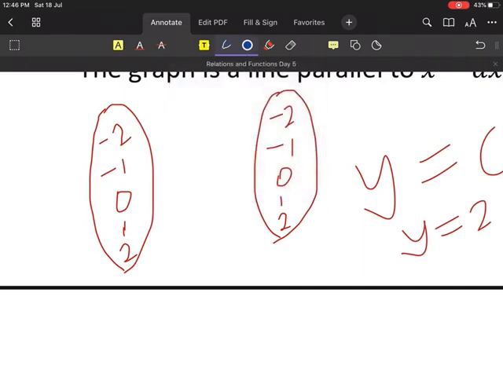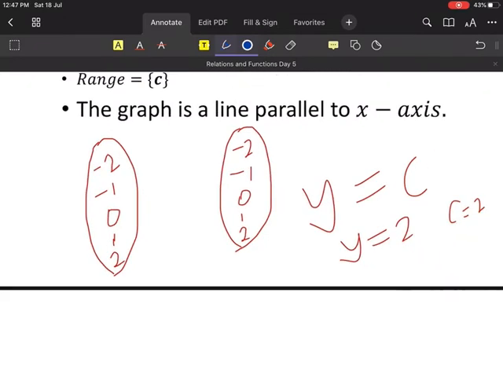Now, if I map, let's see who can tell me. This is the most interesting part. -2 will be mapped with which one? 2. Are you sure? 100%? Yes, very good. -2 will be mapped with 2. Why? Because the value of y is 2, right?